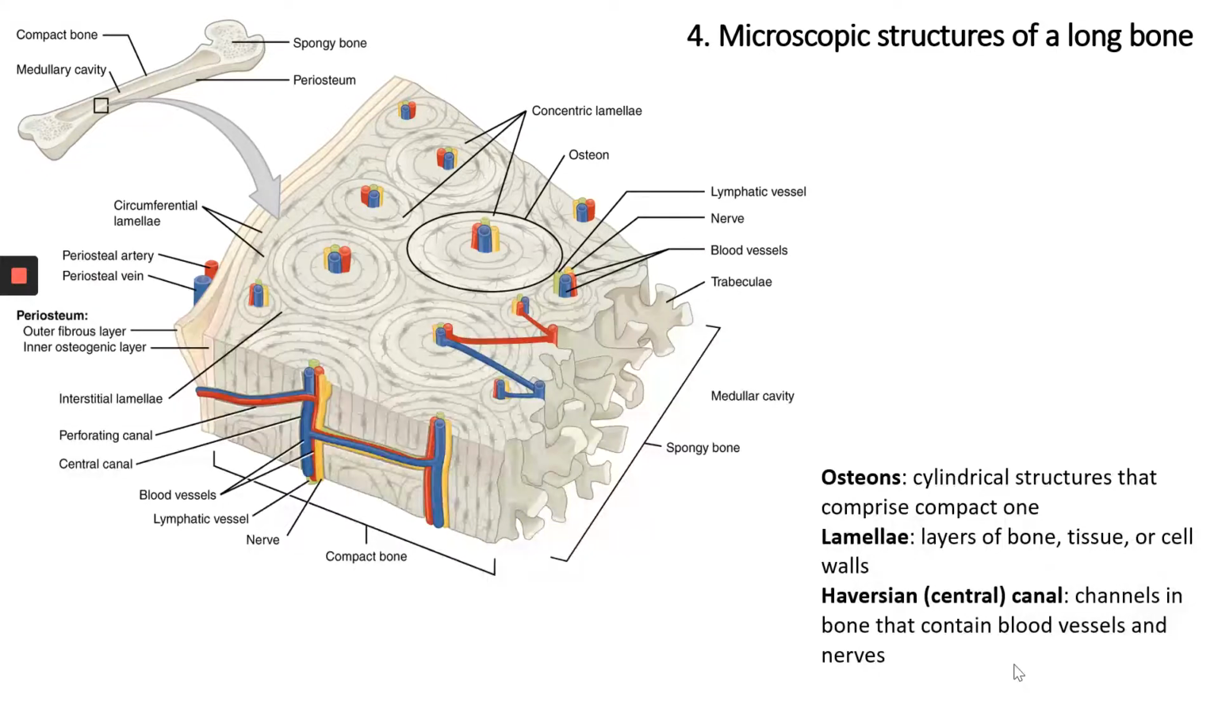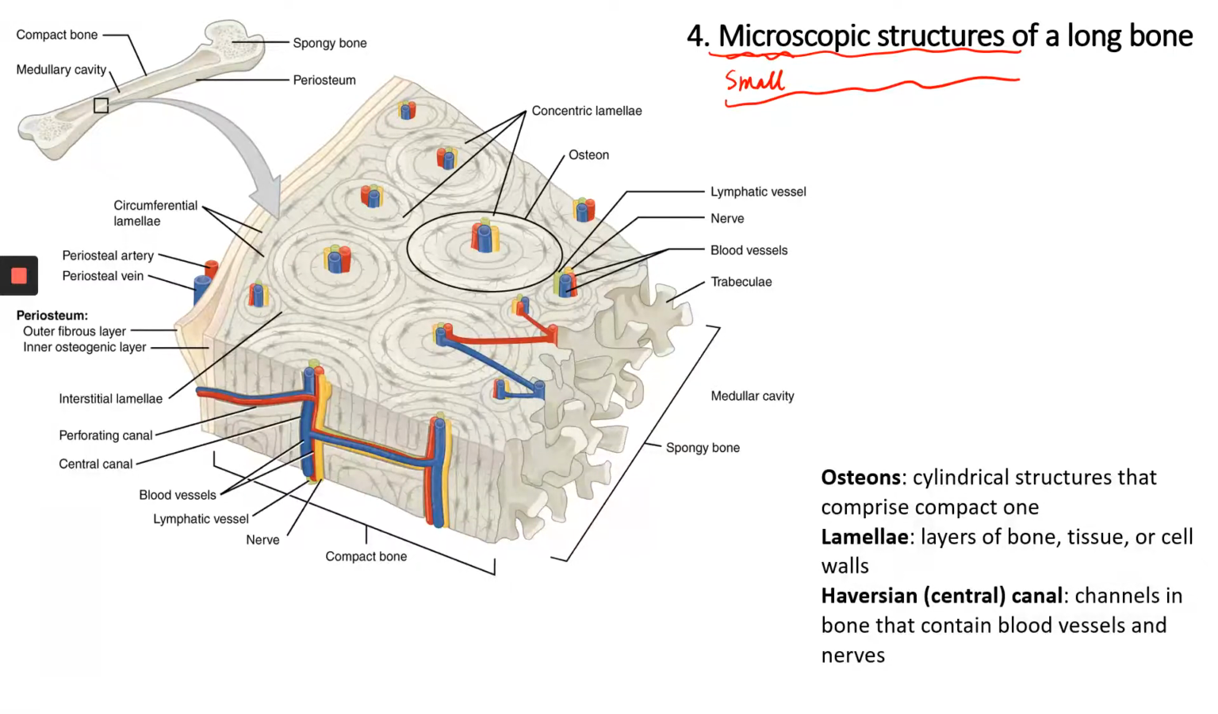Welcome back. So the first thing we're going to look at is the microscopic structures of a long bone. Micro means small, so this is very different from the gross structures that we talked about in the first part of the video. Those small structures are so small that you can't really see them with your naked eyes without any instrument.